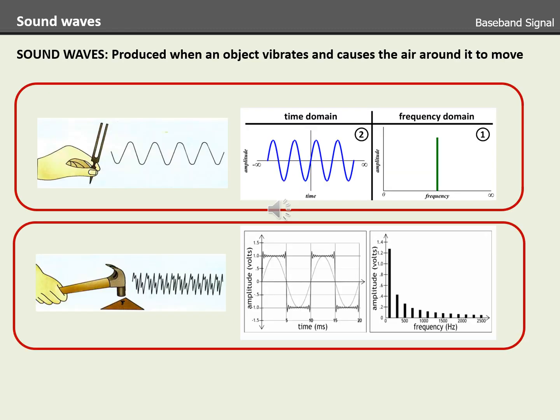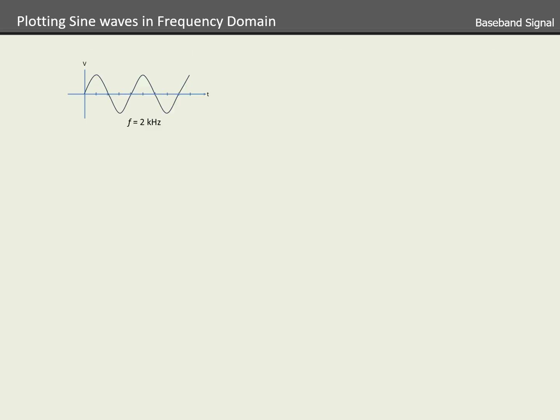A stroke of a tuning fork may generate a single tone, and striking with a hammer will generate a complex sound wave. To analyze a complex sound wave or radio wave, we have to plot the signal in the frequency domain. In this example, we have a sine wave of 2 kHz.